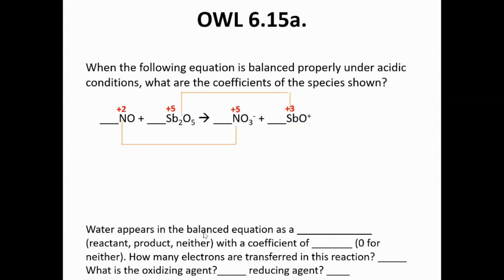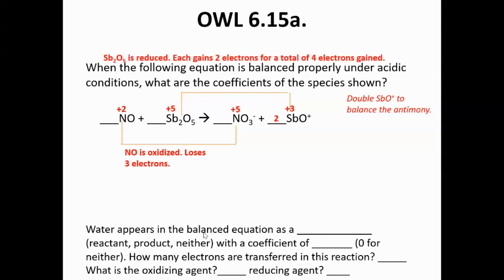It's being oxidized. Getting more positive is oxidation. How many electrons did it lose? Well, it went from +2 to +5. That's 3 electrons. Now, let's look at antimony. First of all, we do need to double on the right because we have 2 antimonies on the left. So the antimonies are going from +5 to +3, and that is definitely reduction.